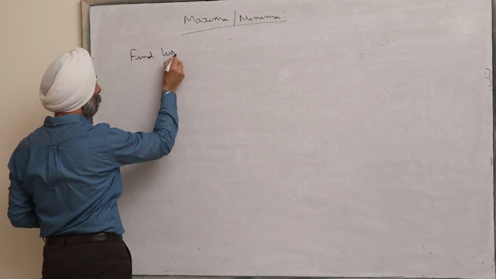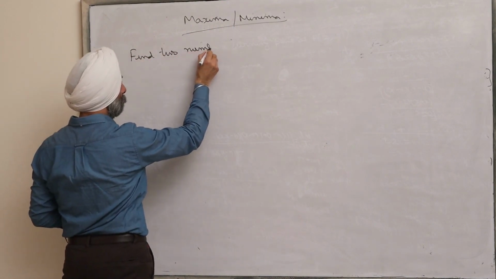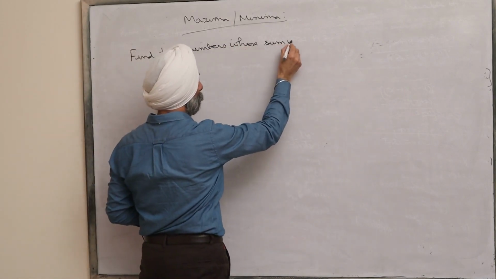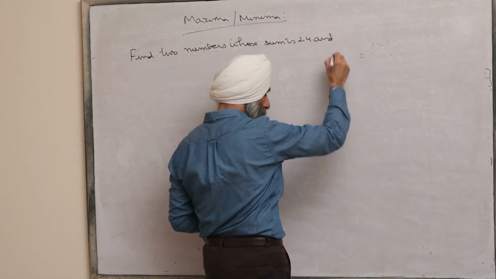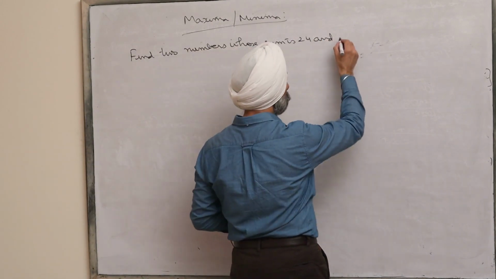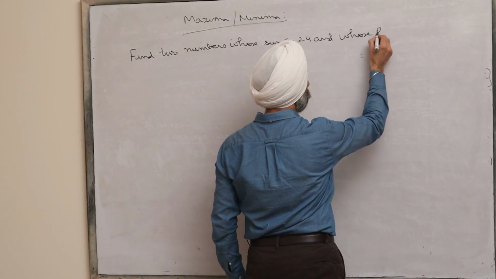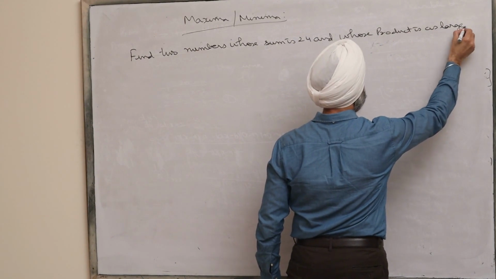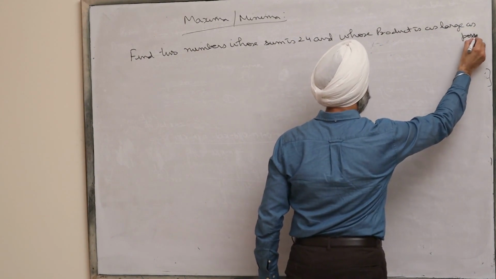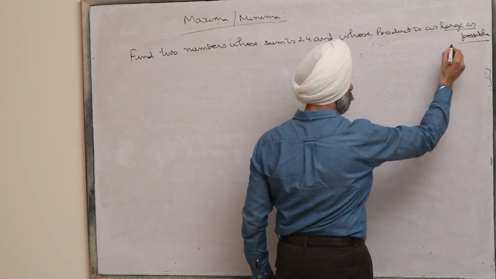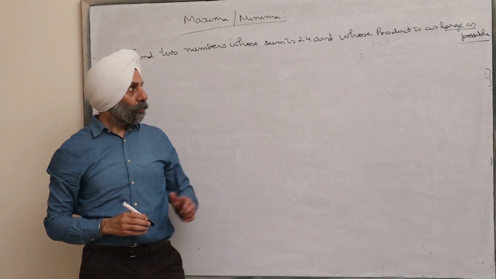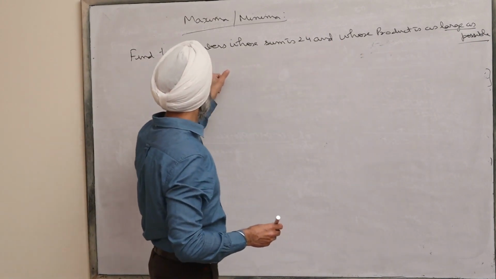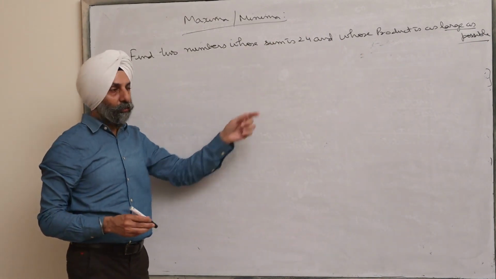Find two numbers whose sum is 24 and whose product is as large as possible. Now what do you mean by as large as possible? That means maximum. So this signifies that we have to maximize the product when it is given that the sum of the two numbers is 24.